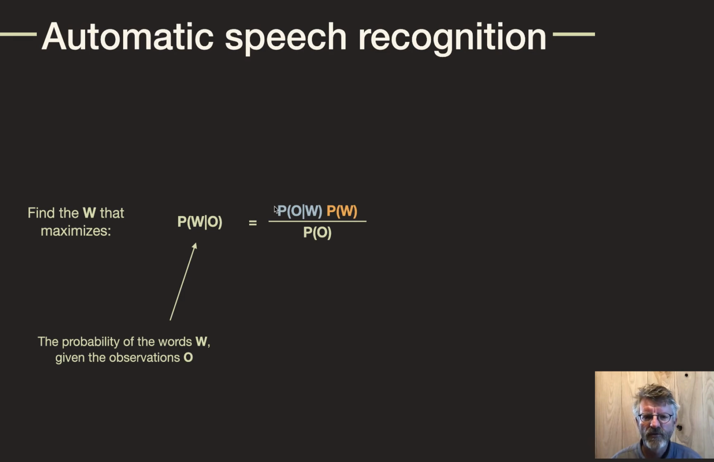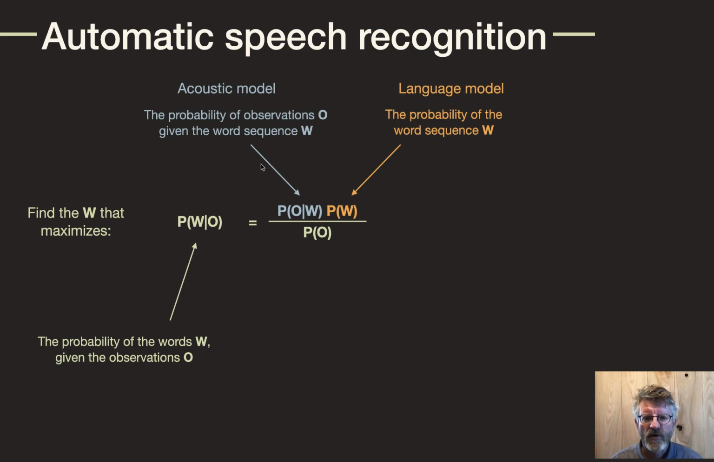And Bayes' rule ensures that we can rewrite this into this form, where this is the language model. And the language model gives the probability of a word sequence. This is the acoustic model, and that gives which observations are to be expected given that word sequence.